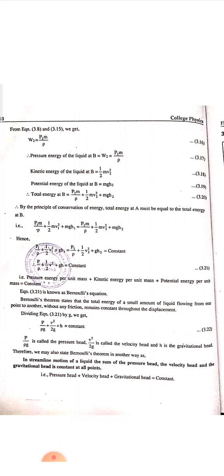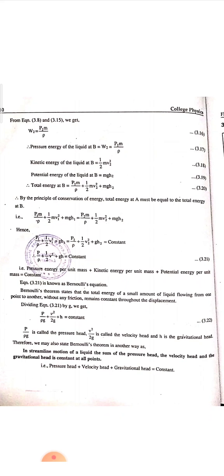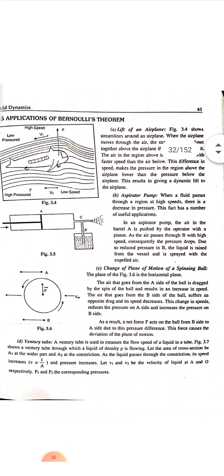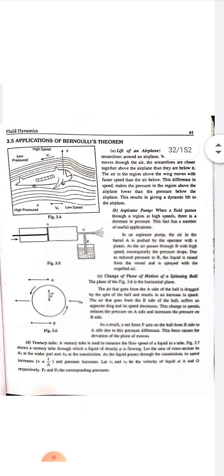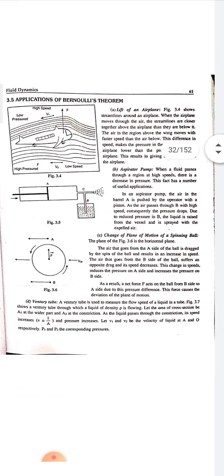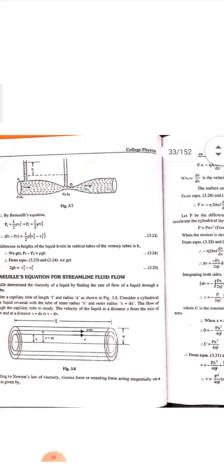P/ρg is called the pressure head, v²/2g is called the velocity head, and h is the gravitational head. Therefore, Bernoulli's equation can be stated another way: in streamline motion of a liquid, the sum of the pressure head, the velocity head and the gravitational head is constant at all points. Applications of Bernoulli's equation: lift of an airplane, aspirator pump, change of the plane of motion of a spinning ball, and venturi tubes. These are the applications of Bernoulli's theorem.